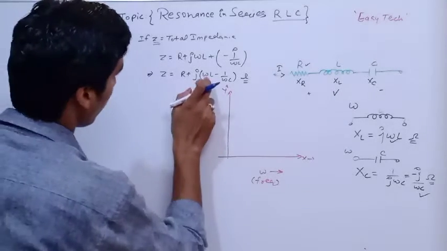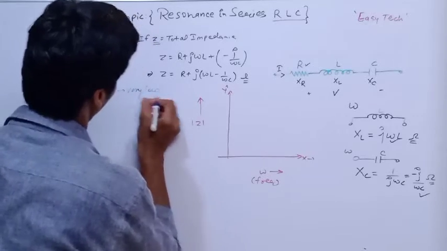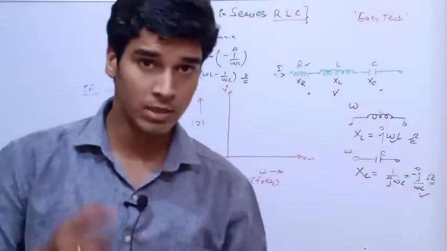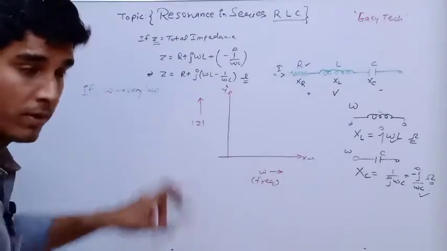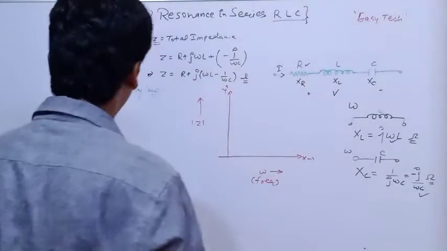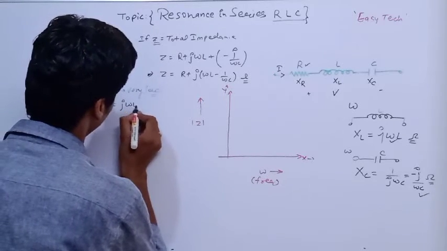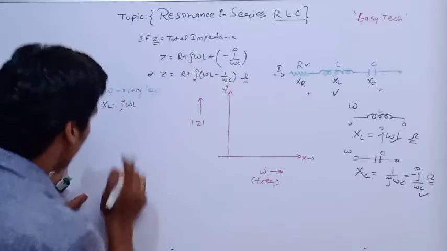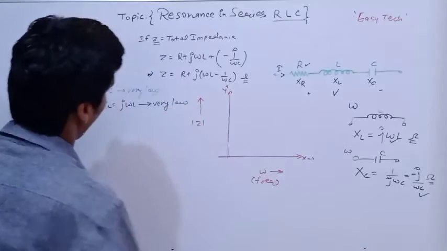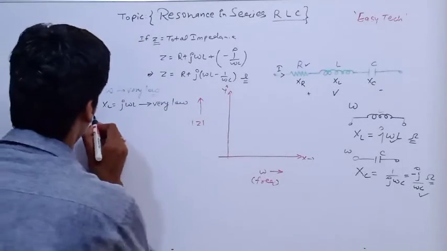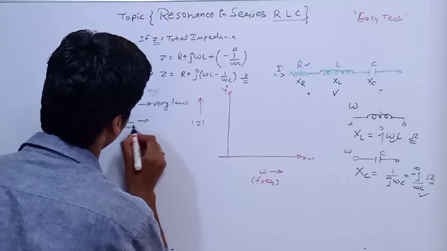Okay, what happens if I put omega equal to very low? If the input frequency in the circuit is very low, the value of omega is very low. In that case, this is the j omega L. If omega is very low, that means this will be very low, inductive impedance will be very low, and what should be the value of capacitive impedance? Minus j upon omega C.